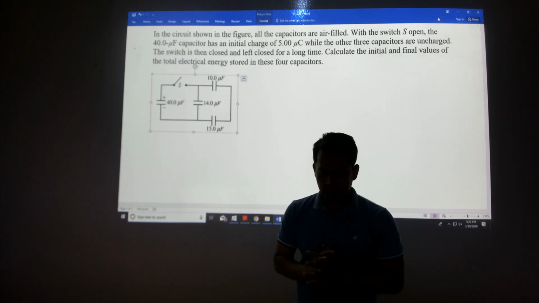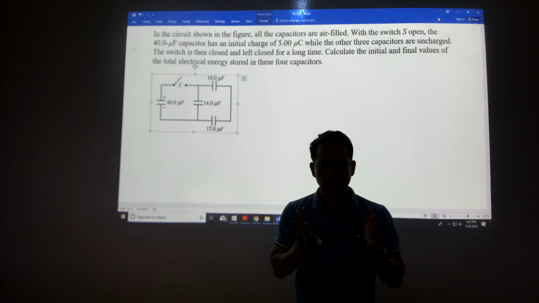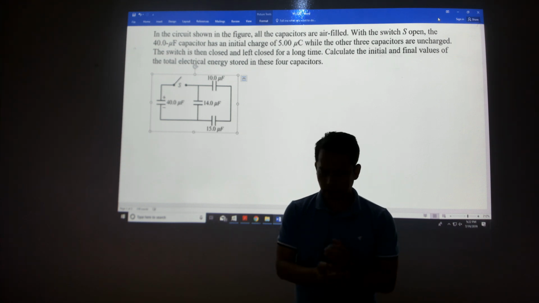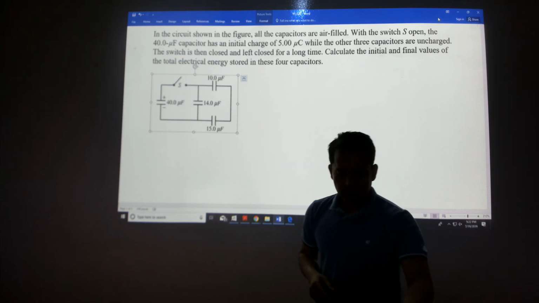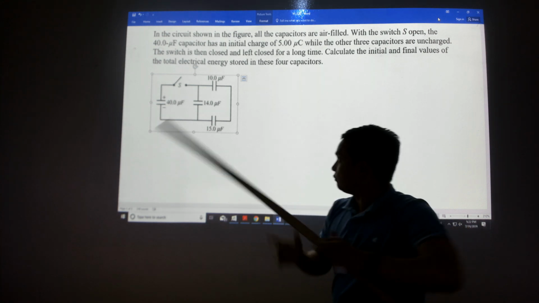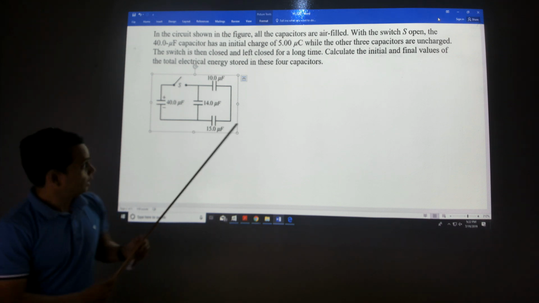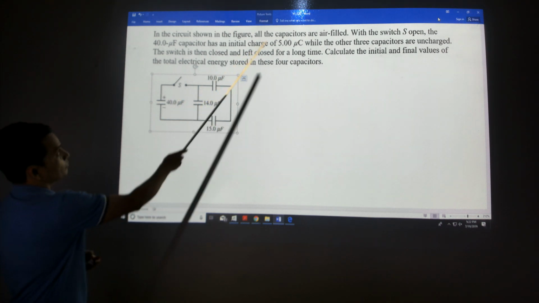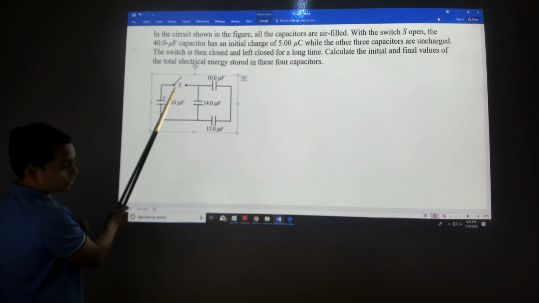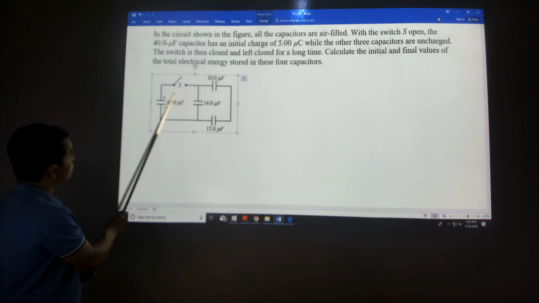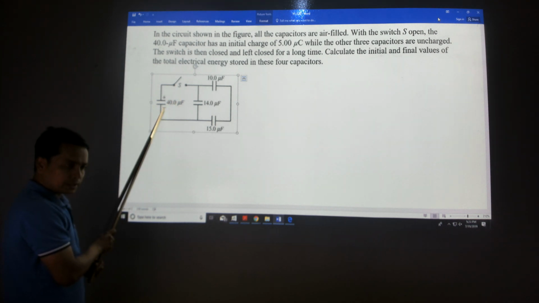In this problem, we have to find the initial charge and the final charge. This capacitor, the 40 microfarad capacitor, is a charged capacitor, and initially it has a charge of 5 microcoulomb. You see the switch is open, so the total charge is only on this capacitor.